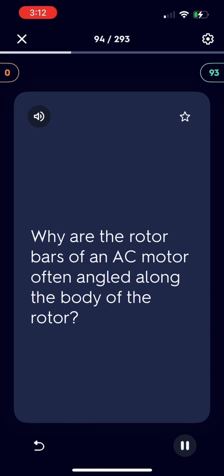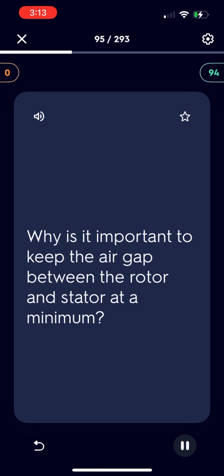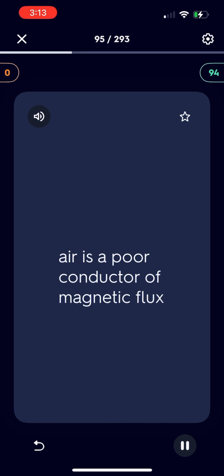Why are the rotor bars of an AC motor often angled along the body of the rotor? It ensures that a smooth and steady acceleration is produced while the motor is started. Why is it important to keep the air gap between the rotor and stator at a minimum? Air is a poor conductor of magnetic flux.